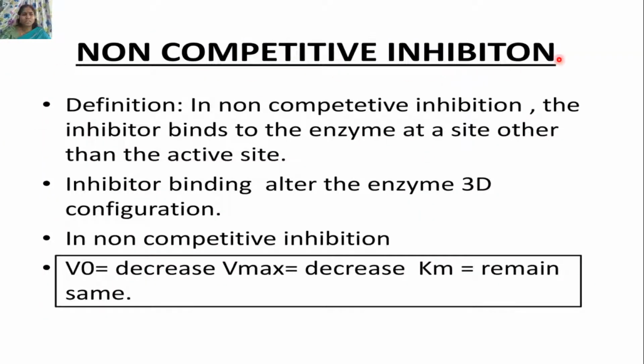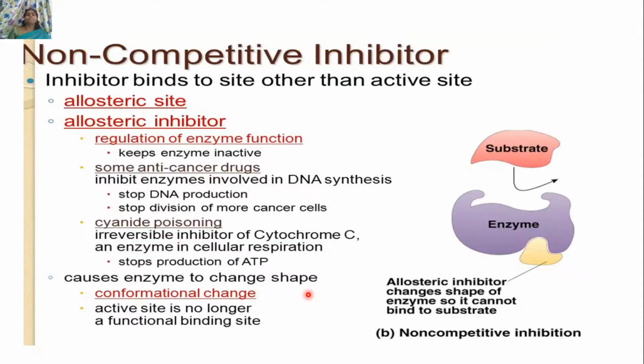What is non-competitive inhibition? In non-competitive inhibition, the inhibitor binds the enzyme at a site other than the active site. We call it the allosite. The inhibitor binding alters the enzyme's 3D configuration. In non-competitive inhibition, the initial velocity decreases, Vmax decreases, and the Michaelis-Menten constant remains the same. Non-competitive inhibition, as I told you, is also called allosteric inhibition, so this site is called the allosteric site. It has a role in regulation of enzyme function and keeps the enzyme inactive.